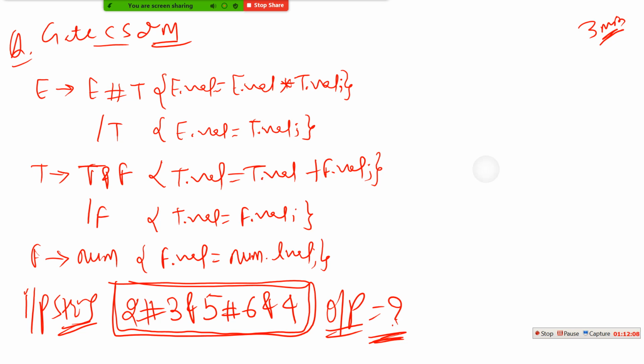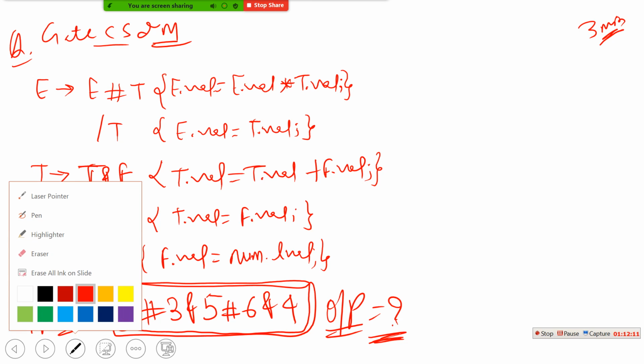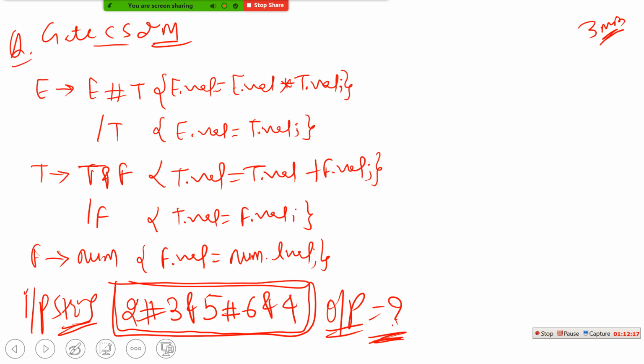Now I am discussing the solution because almost all the candidates answered according to them, but still I am facing that many students have answered differently. So I am discussing the solution once again. So guys, the problem was the same. The problem was very easy. I need to answer 2 hash 3 ampersand 5 hash 6 ampersand 4.